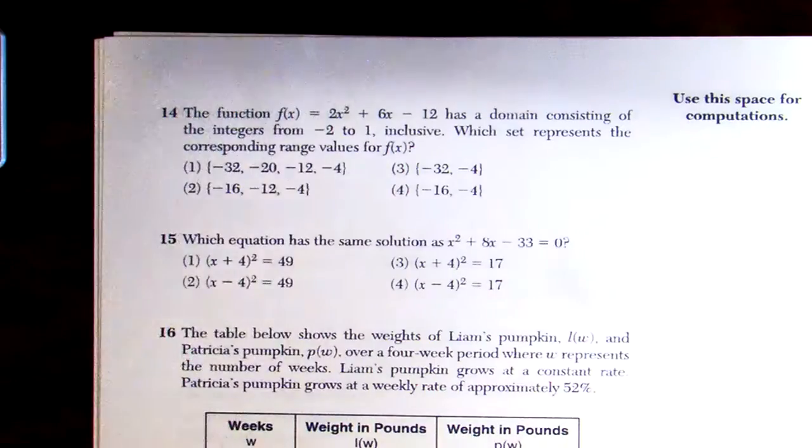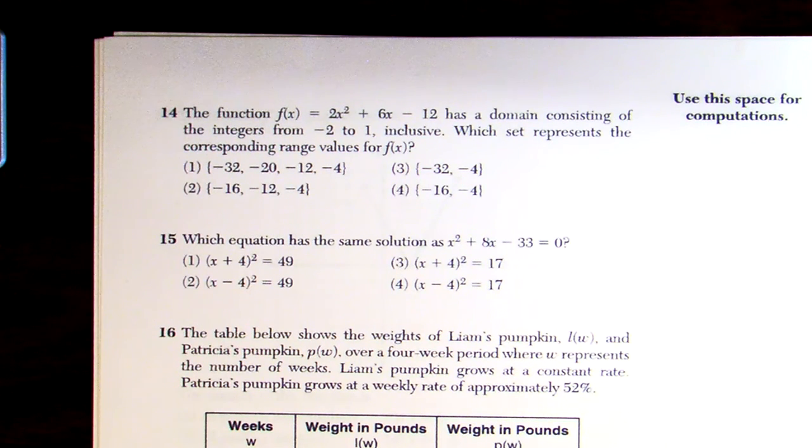Next one, 14. Says the function f of x equals 2x squared plus 6x minus 12 has a domain consisting of the integers from negative 2 to 1 inclusive. Which set represents the corresponding range values for f of x?